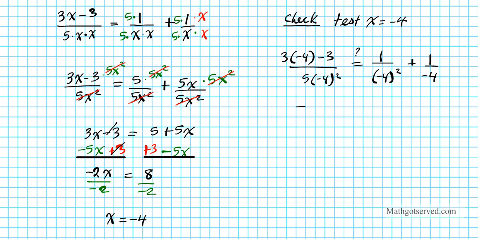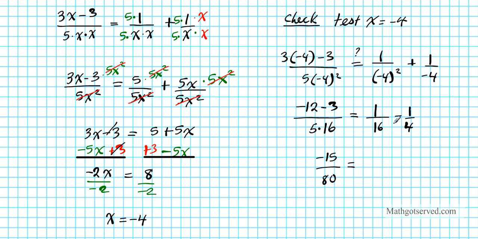3 times negative 4 is negative 12. Negative 12 minus 3 over, we use the order of operations in the denominator. We do exponent first before multiply. If we exponentiate negative 4, we'll have 16. So 5 times positive 16. Alright, because minus times minus is positive. Equals 1 over negative 4 squared, 16, minus 1 over 4. Okay. All right. Now, let's go ahead and simplify this. The top, negative 12 minus 3 is negative 15 over 5 times 16 is 80.